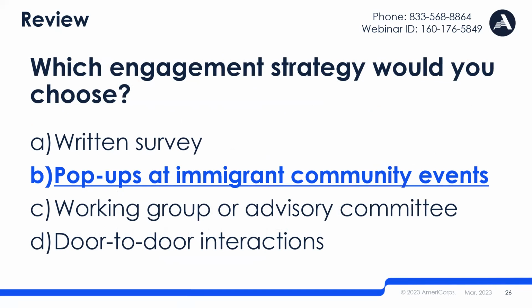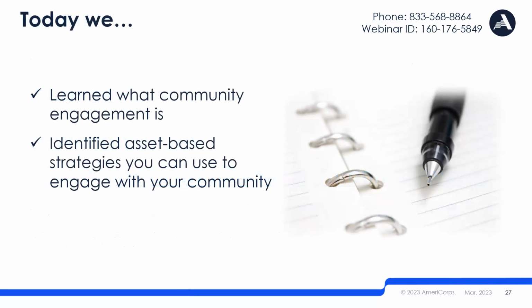A working group or advisory committee requires a greater investment of time from those being engaged than makes sense for this scenario. And while door-to-door interactions could work well for the city as a whole, unless you know specifically where members of newer immigrant communities live, hearing from them and building relationships with them would be more effectively achieved by going to where you're more likely to find them. For that reason, B is the correct answer here. So thank you so much for your participation.